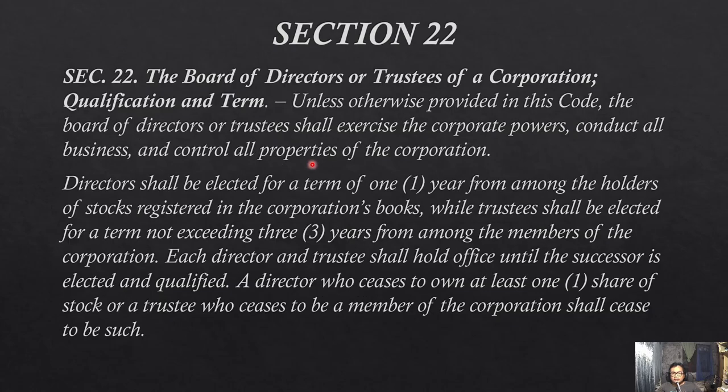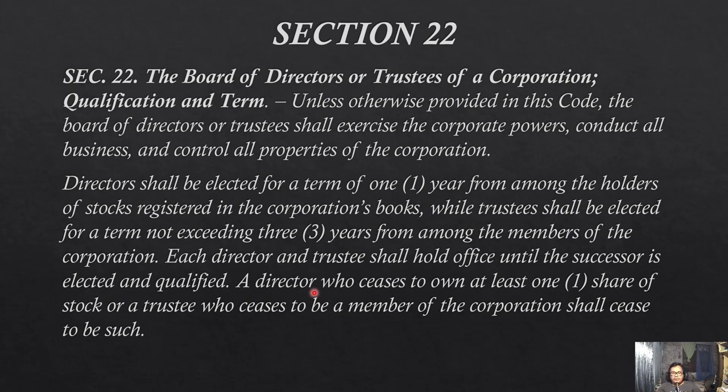Saan 'yun? Term, ito term. Kita nyo? 1 year para sa board of directors, 3 years naman para sa trustees. Sa old corporation code, itong trustees, 1 year rin 'yan. Pero ngayon, 3 years na ginawa nila. Shall not exceed 1 year. Parang premonition na 'yan, kasi every year, pero later sections pa naman to. Pero sabihin ko lang ngayon.